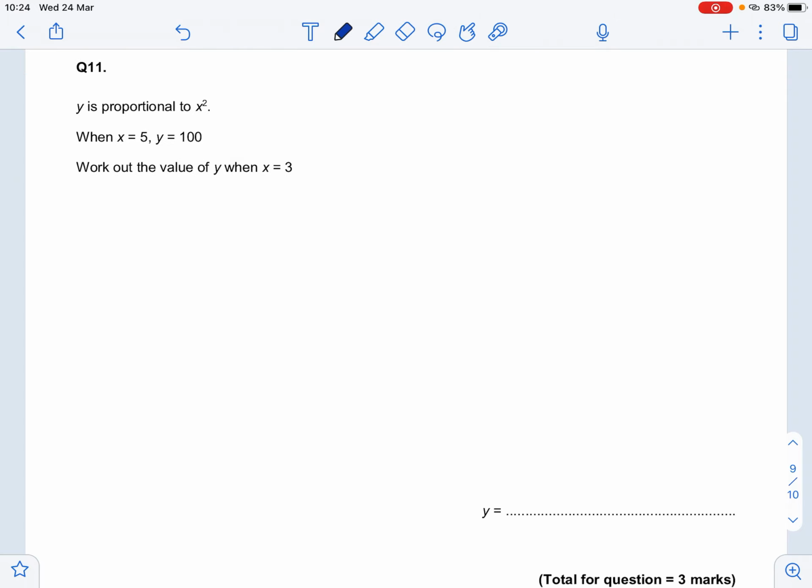Okay, question 11. We have y is proportional to x squared. Then change that into an equation, equals k multiplied. So we have y equals kx squared. Then we find the value of the constant k by substituting the values of x and y. So we have y equals 100 equals k multiplied by 5 squared. So we have 100 equals 25k. So we know our constant k is 4.